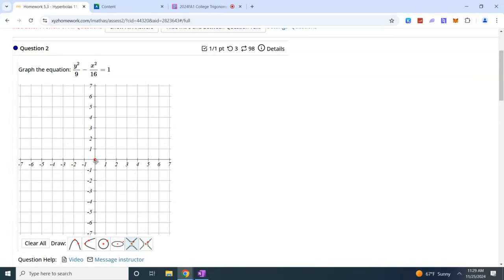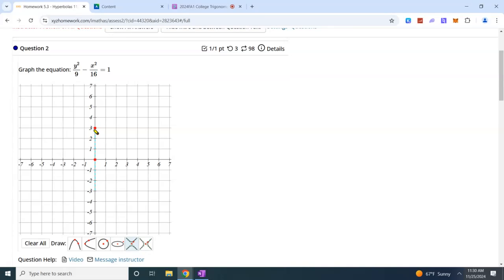The first thing I'm going to do is plot the center, exactly in the center. Next, I'm going to move along my transverse axis. I have a vertical transverse axis, so from the center, I'm going to go up a units. In my model equation, I'm given 9 as my denominator. The square root of 9 is 3. So from the center, I'm going to travel up 3 places along the transverse axis.